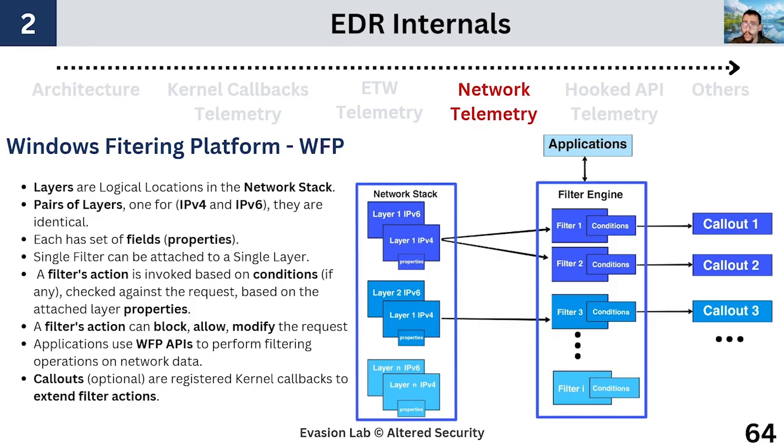Additionally, callouts are optional kernel callbacks that extend the functionality of filters, providing extra control over how network requests are handled. In the diagram, multiple filters operate within the filter engine, applying conditions and invoking callouts to take actions on network traffic.